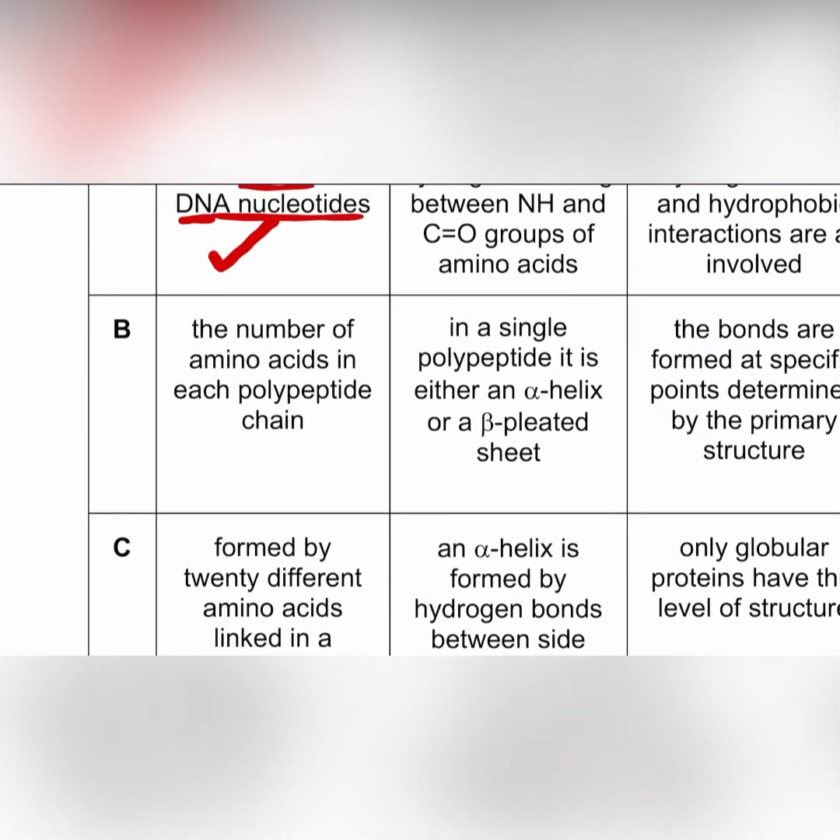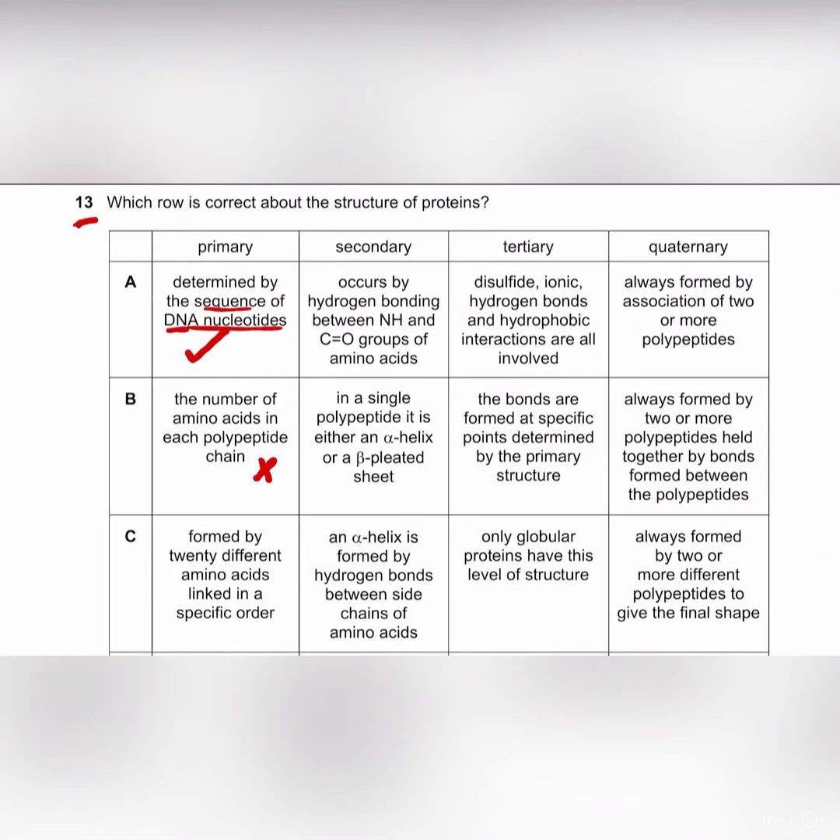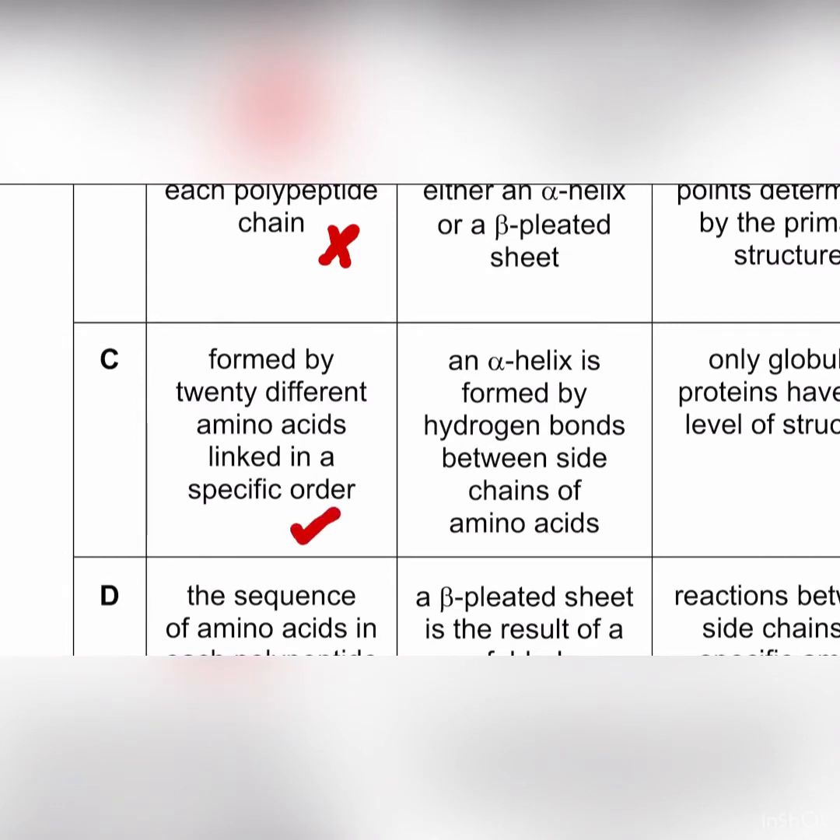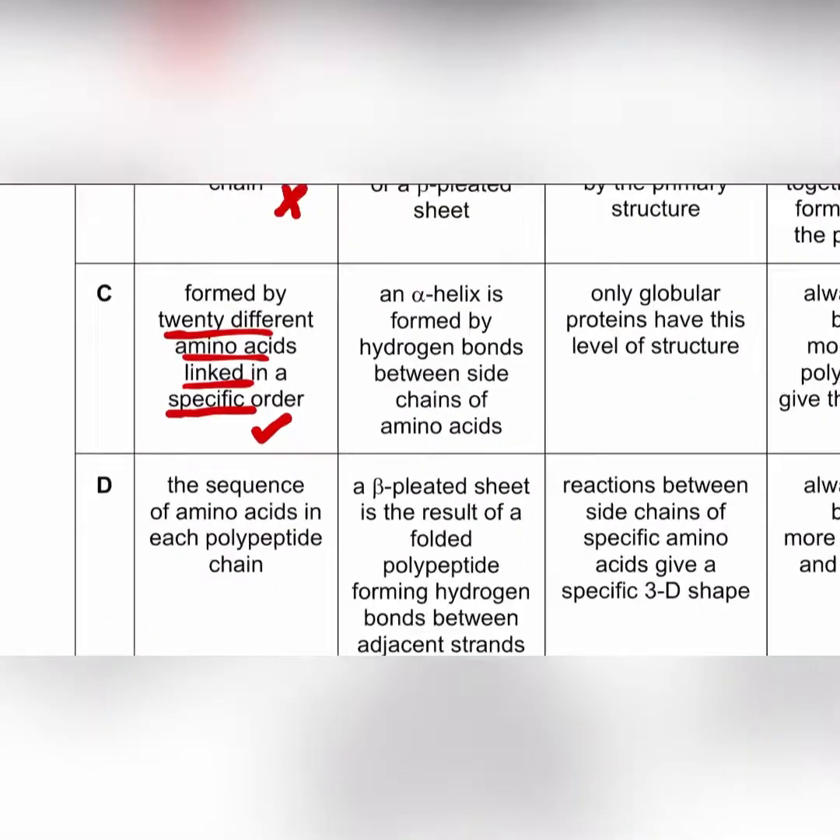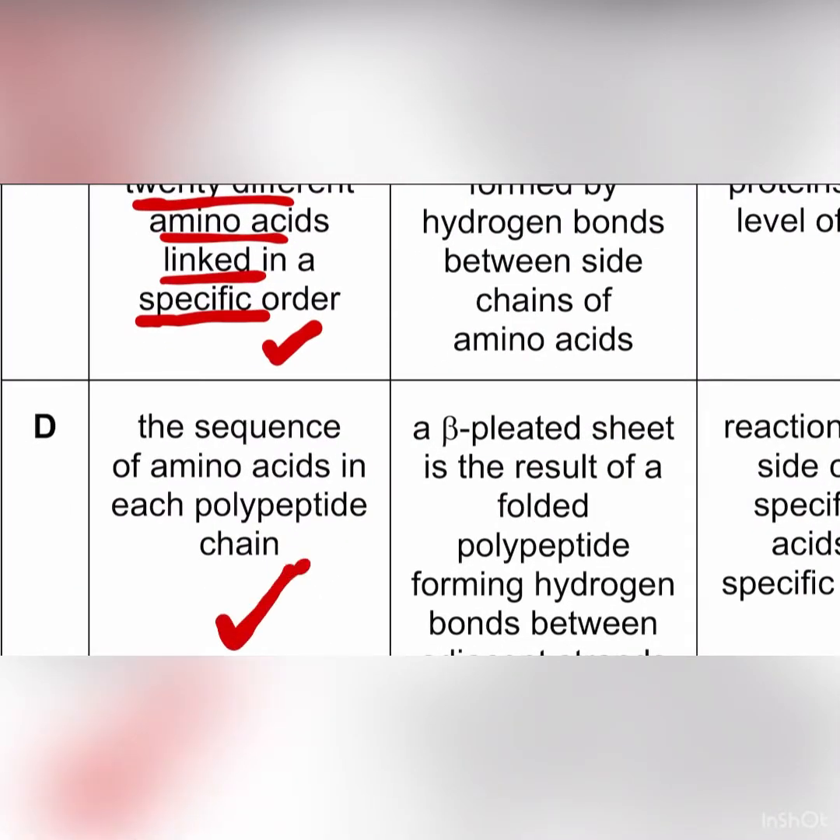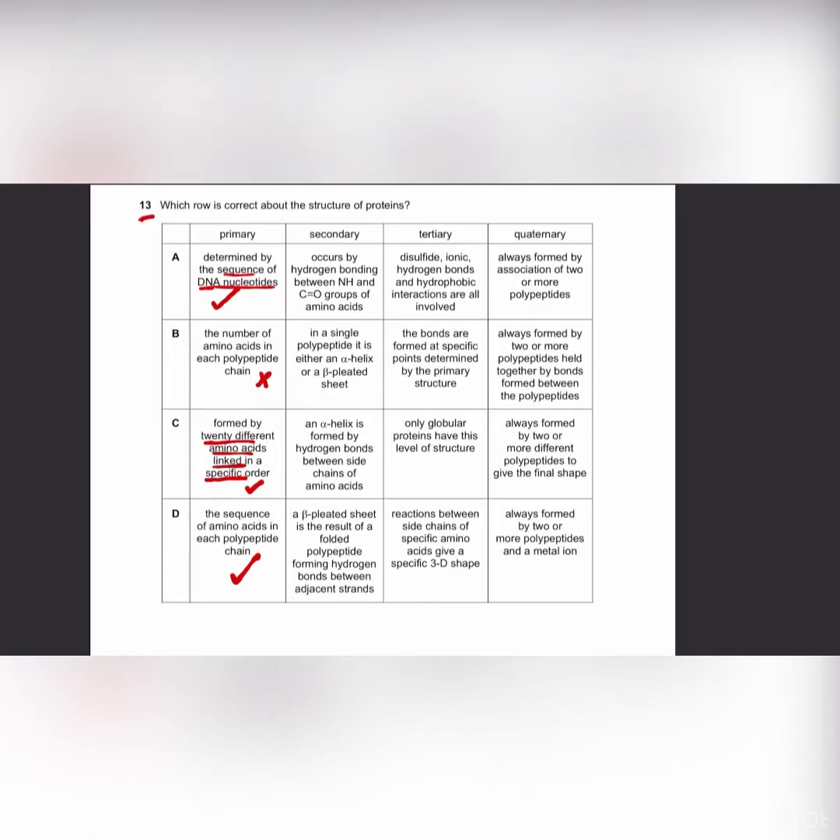The number of amino acids in each polypeptide chain, no. The primary structure does not depend on the number. It depends on the sequence. Two proteins may have the same number of amino acids, but those proteins may have a different primary structure, because the primary structure is the sequence of amino acids in a polypeptide formed by 20 different amino acids linked in a specific order. This can be true for those proteins which contain all the possible amino acids, that is the 20 different amino acids. This is fine because they have mentioned that these amino acids are linked in a specific order. The sequence of amino acids in each polypeptide chain, this is also true for the primary structure. So the options could be A, C, and D.